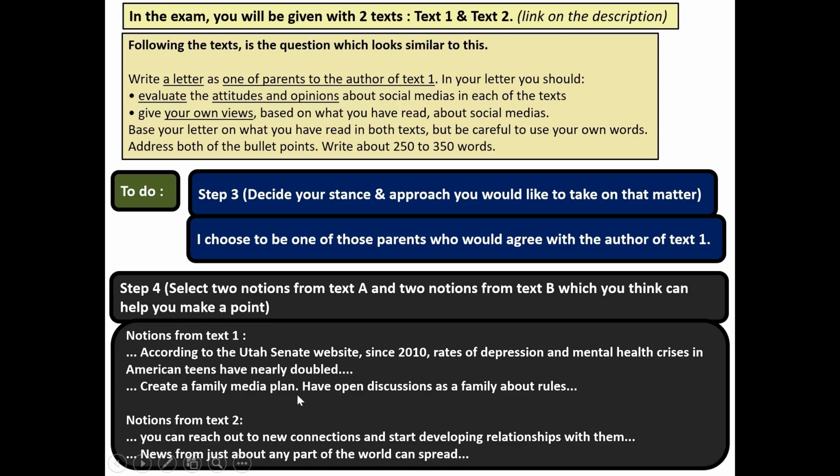Create a family media plan, have an open discussion as a family about rules. And then notions from text 2: you can reach out to new connections and start developing relationships with them. News from just about any part of the world can spread. Okay, so if this is my position, I think these notions are the ones that will help me build my opinion. But if you would like to choose different notions, that's completely up to you. The point is you express your thoughts with clarity.